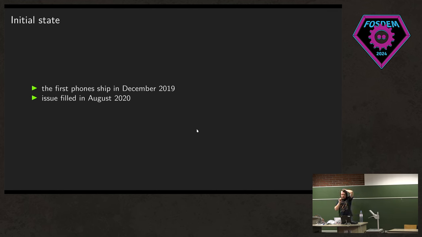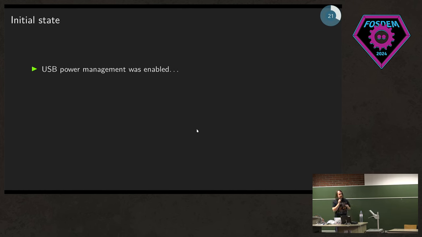The first Librem 5 phones shipped to the first customers in December 2019. And the issue about those resets was filed by myself in August 2020. So there was plenty of time to notice this issue, and it hadn't been noticed earlier. So it's safe to assume that it wasn't there initially and just came up later. Looking at the state those first phones shipped in, USB power management was already enabled with the software that was running on them.